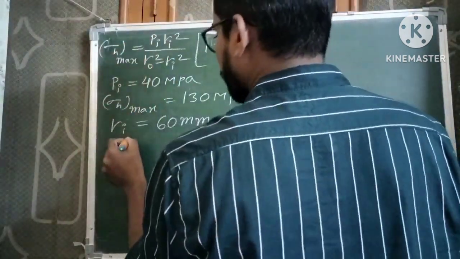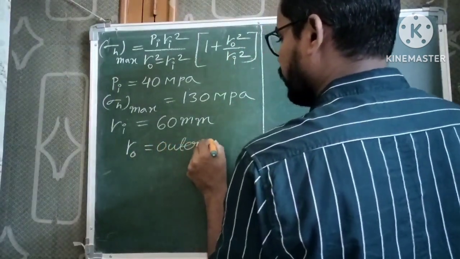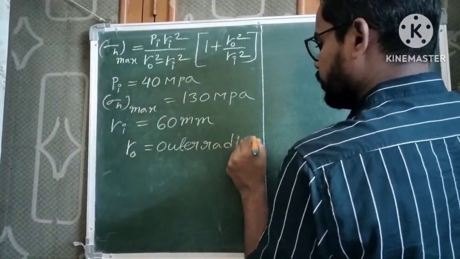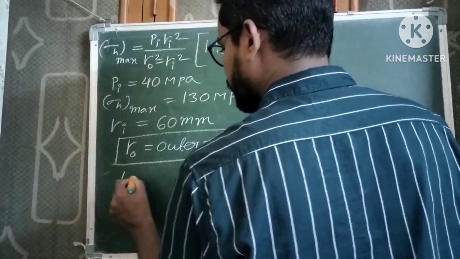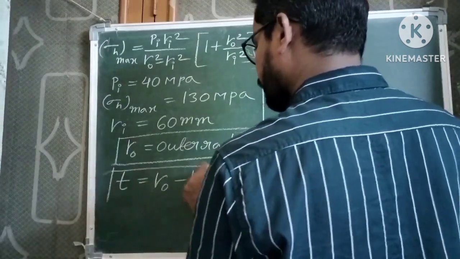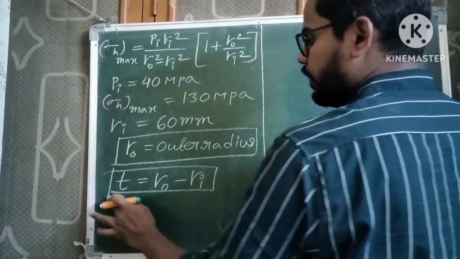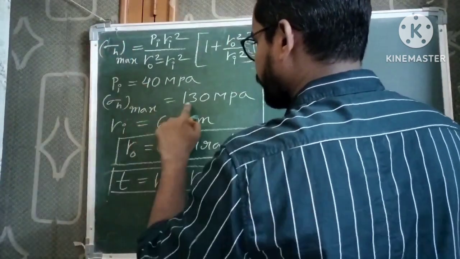So using this formula, we can find R naught, the outer radius. If we get the outer radius, we can find the thickness, because thickness is equal to outer radius minus inner radius. We need the thickness of the cylindrical shell. Okay, let us replace all the values.